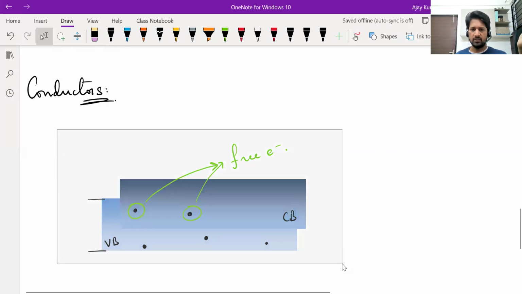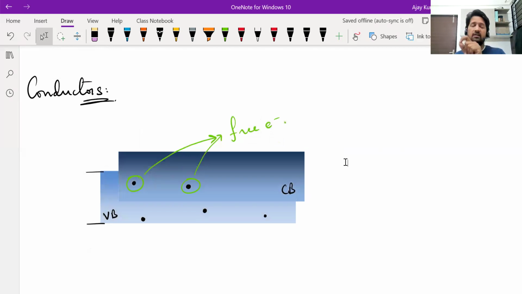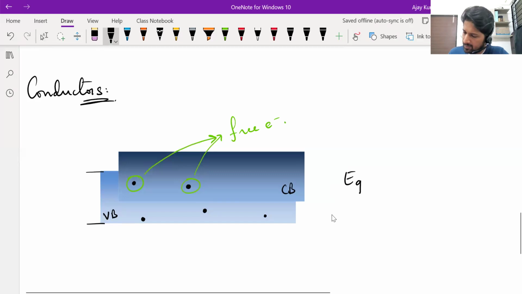If you consider copper, copper has one electron in its last orbit. That one electron in its last orbit is both a valence electron as well as a conduction electron. So every copper atom contributes one conduction electron, and however many copper atoms there are, that many conduction electrons will be there. That is why copper is a very good conductor. So in conductors, the energy gap is zero.